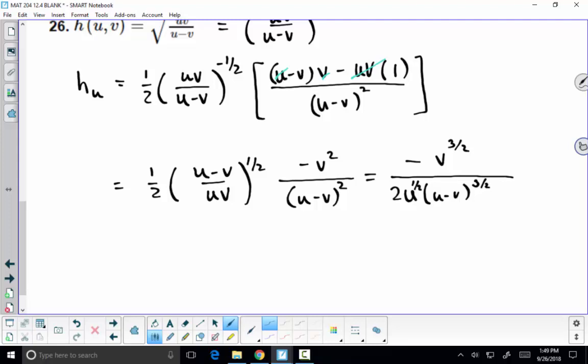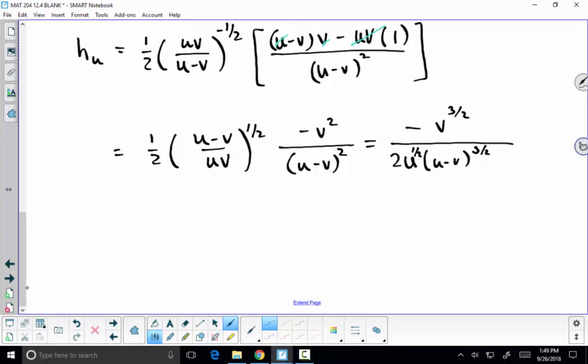Why did this u go in the denominator? Right here we have a square root of u and a square root of v. Why did I flip these? I flipped those to get rid of the negative. And then in the denominator we have a square root of u and a square root of v, so the square root of v can merge into the numerator and change that. The square root of u has to stay in the denominator. The square root of u minus v can merge into the denominator and change that.